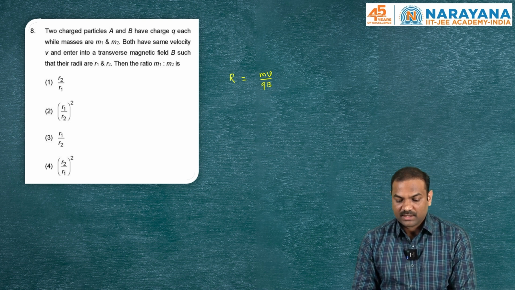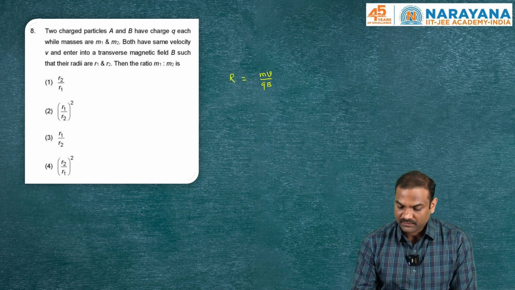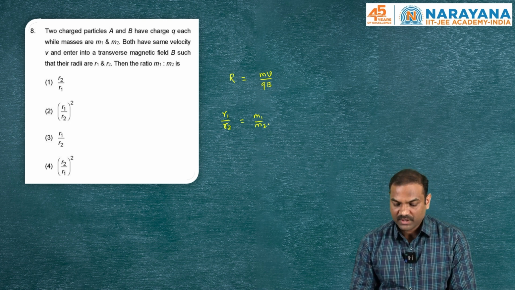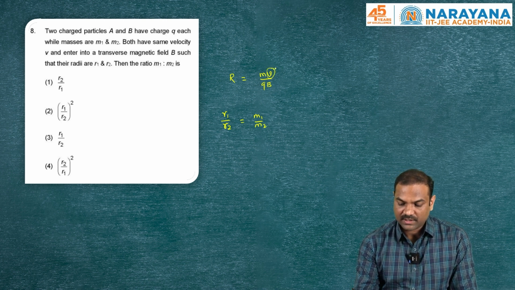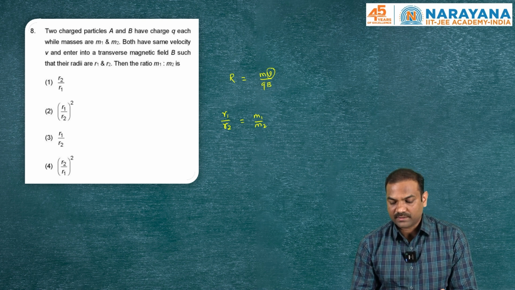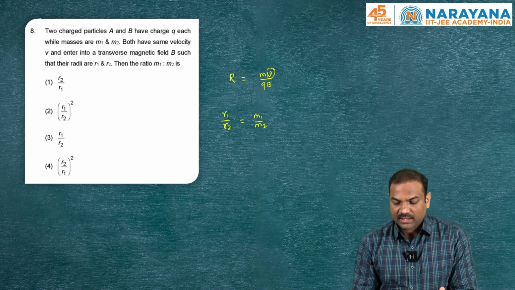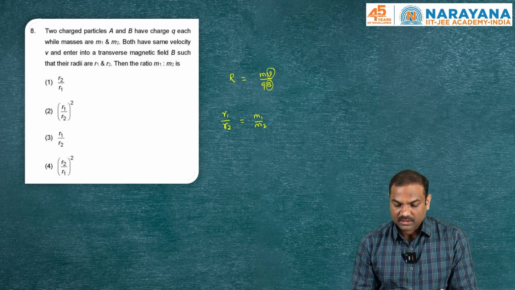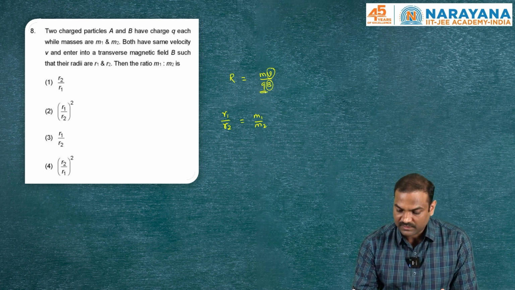Then the radii are r1, r2. Then what is the ratio of m1, m2? Then we can write down that r1 by r2 is equal to m1 by m2. I'm just going with the ratio. If you see the question, they have given the same velocity, so they will cancel out. At the same time, the magnetic field magnitude is the same, so the B value will also go off. The Q value is also the same, so the Q value will also cancel out.